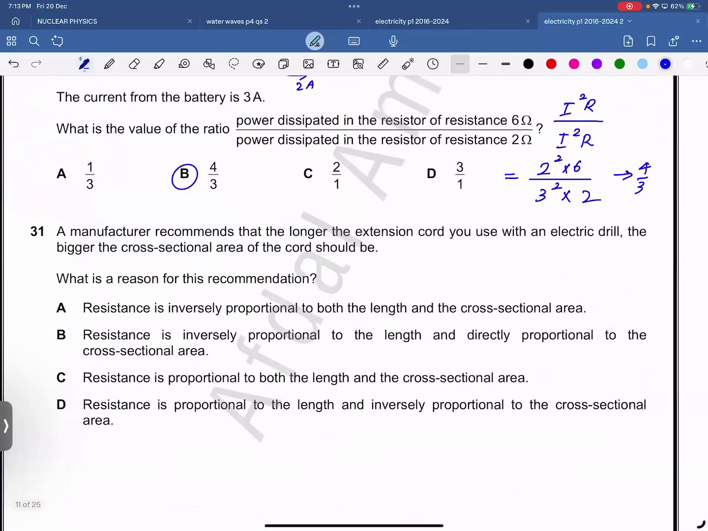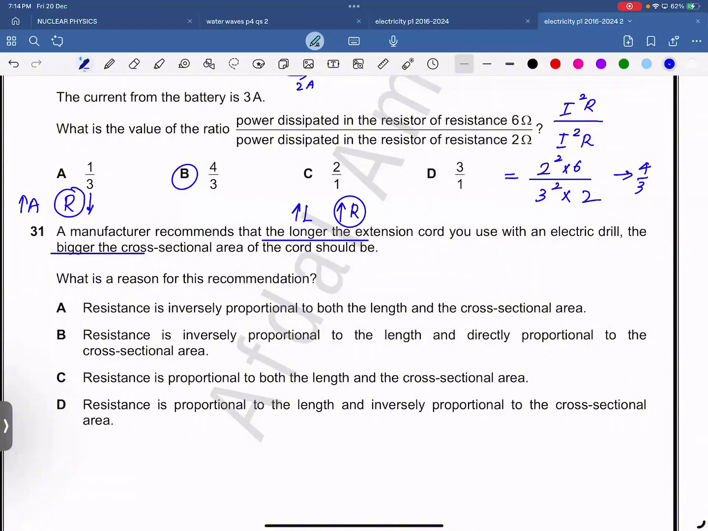Question number 31, my dear students. The manufacturer recommends that the longer the extension cord you use in an electric drill, the bigger the cross-section area should be used. Why? Let's think. If you use more cross-section area, its resistance will be less. But it is a longer extension. The longer, meaning more length, will cause more resistance. So if it is longer, it should have a bigger area. Let's see what the question is.